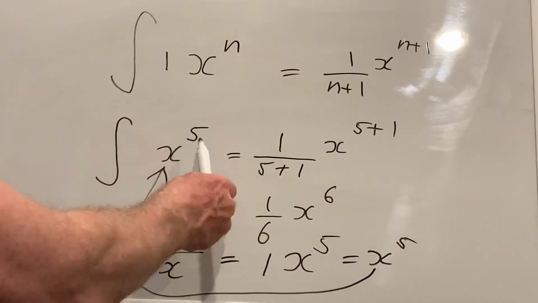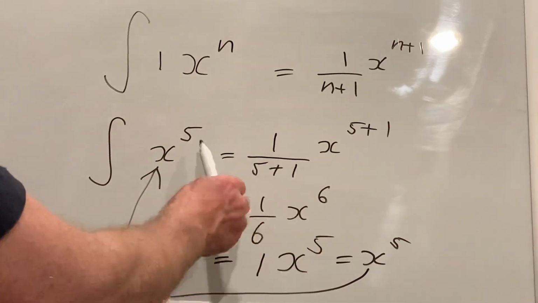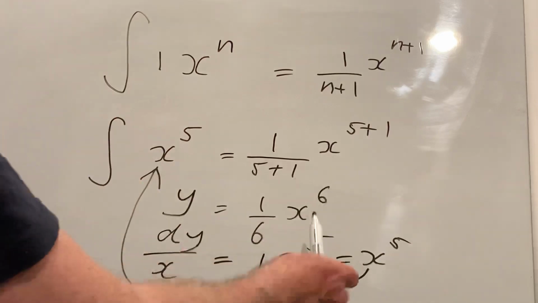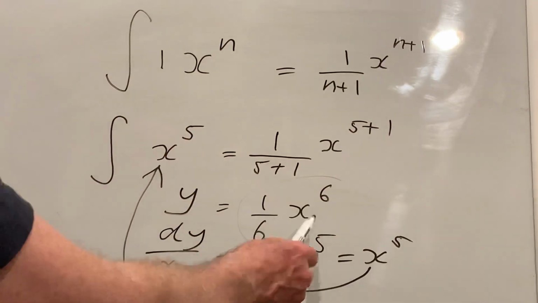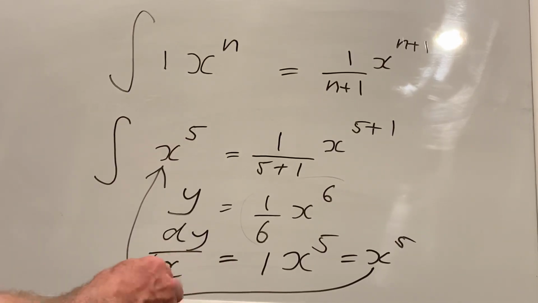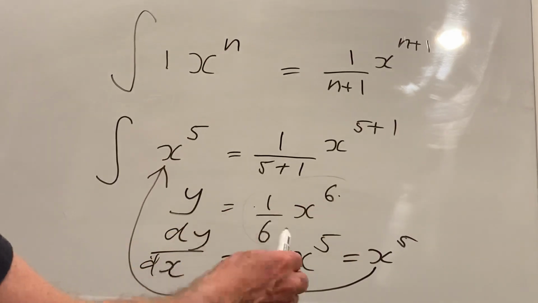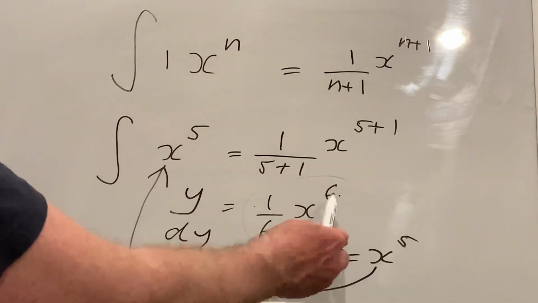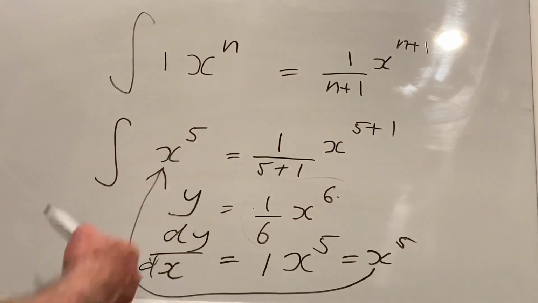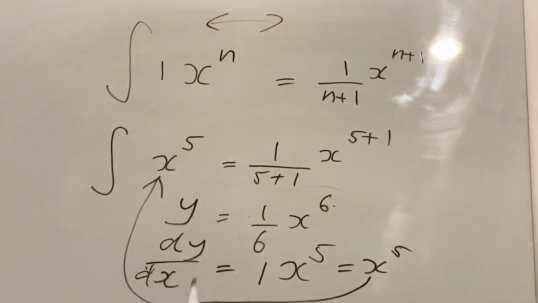So the integral of x to the 5th is 1 on 5 plus 1 by x to the power of 5 plus 1, which is this thing. And if you then differentiate that, you go back the other way, dy/dx equals this times this, and then 1 off that. So 6 times 1 on 6 is 1, 6 minus 1 is 5, you get back to x to the 5th, which is what you started with. So differentiation and integration are just going one way or another way.